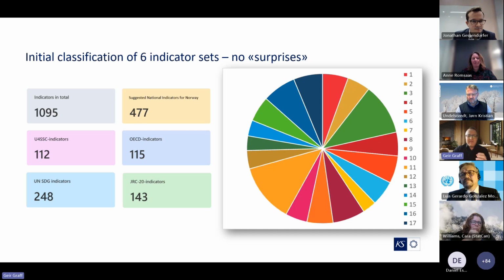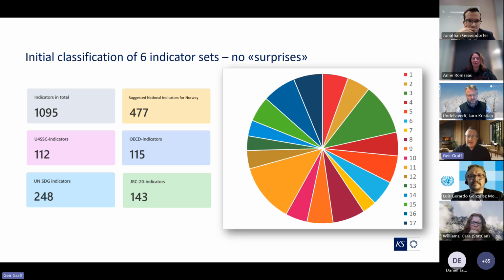Just to sum up some of the findings for you. There are no surprises in the coverage among the 17 goals. Of course, we see that among these indicator sets, there are a number of indicators for each of the 17 goals. In these sets, you can see there is an overweight on goal 3 when it comes to well-being, and on goal 11 that goes to measure sustainability in local areas like cities and regions. So there is no surprise there.